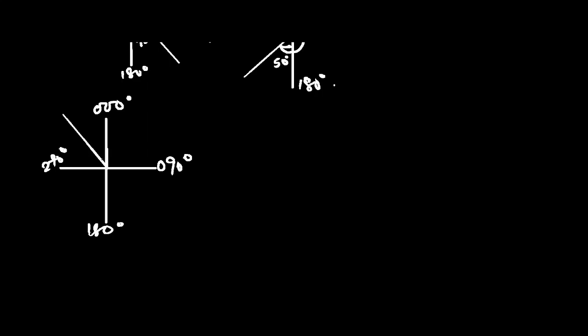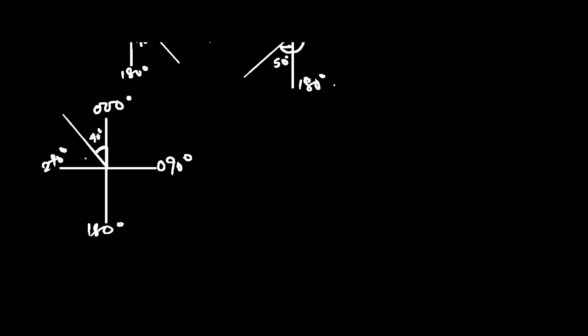So the third one, we have 0 degree, 90 degree, 180 degree, and 270 degree. So what is the value for that one? They say north 40 degree west. North 40 degree west means you are reading 40 degrees anticlockwise from the north. That's what it means. So this is 40 degree.